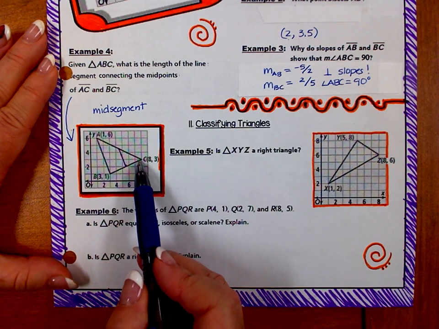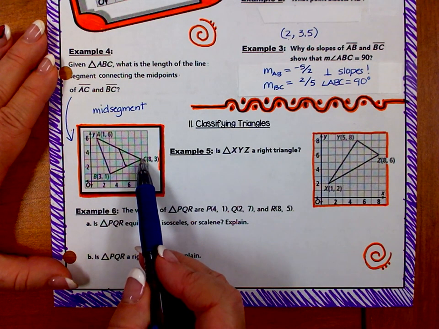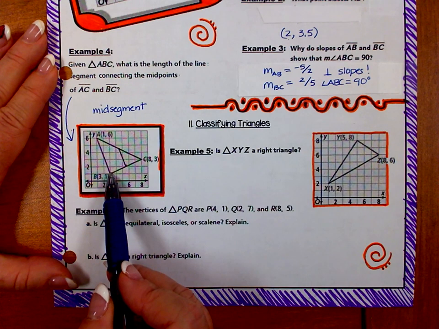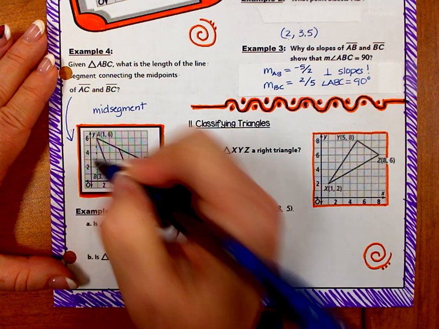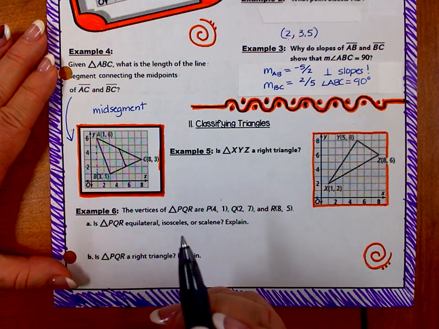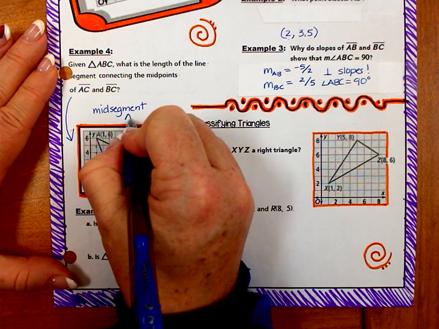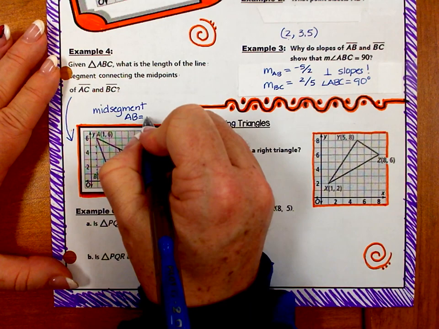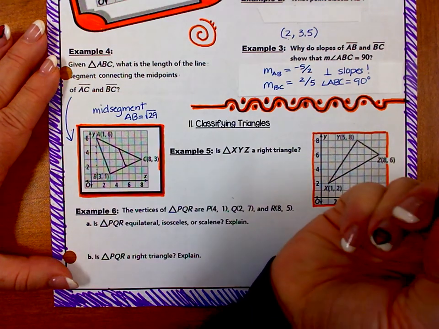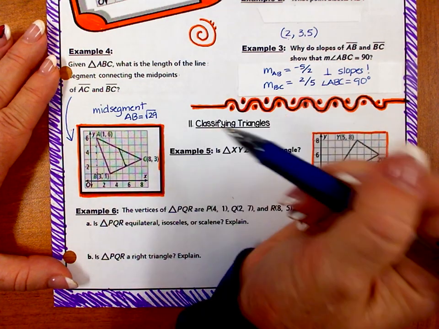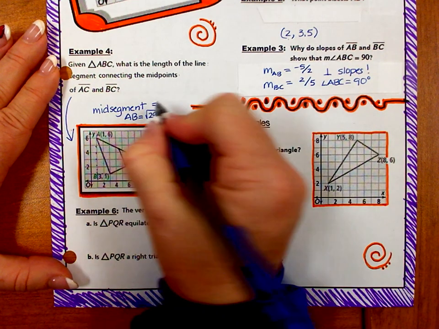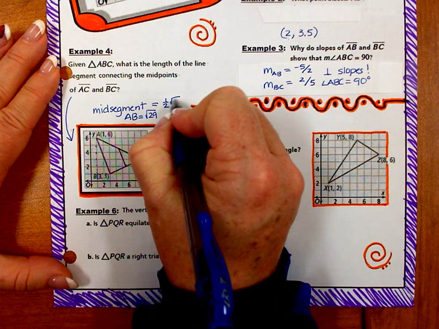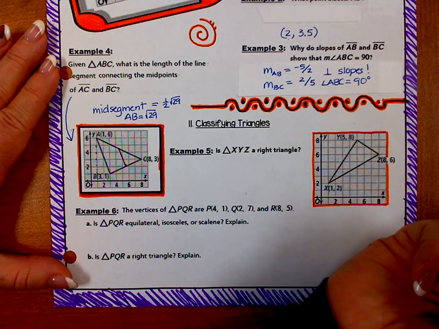We're going to average the bases, or in this case, since this is 0, we're going to take half of this. So we already figured out, using Pythag, that AB is equal to radical 29. So if we want to know what the midsegment is, we're going to take half of that, so the midsegment is going to be equal to 1/2 radical 29.